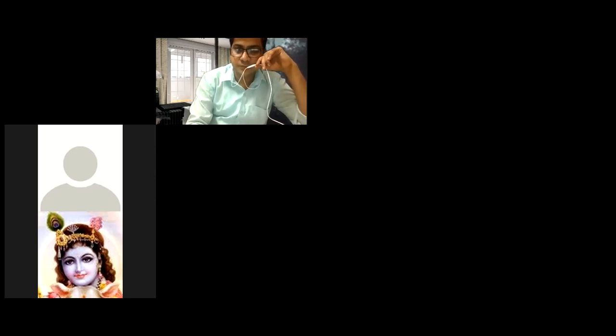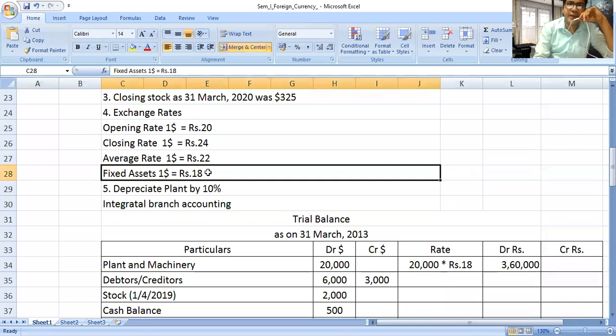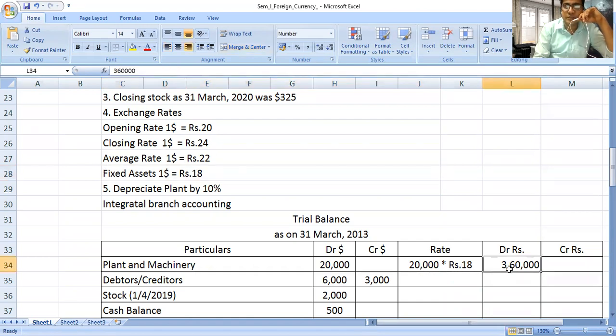So friends, we recorded here plant and machinery's value of $20,000. When it is converted into rupees, that time we use 18 rupees per dollar. Why? Because in our problem the fixed asset rate is given as $1 = Rs 18. So 20,000 into 18 rupees is 3 lakh 60,000.